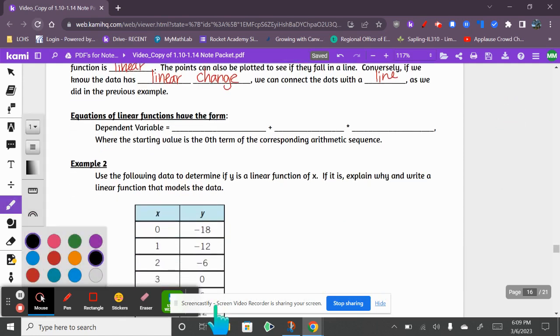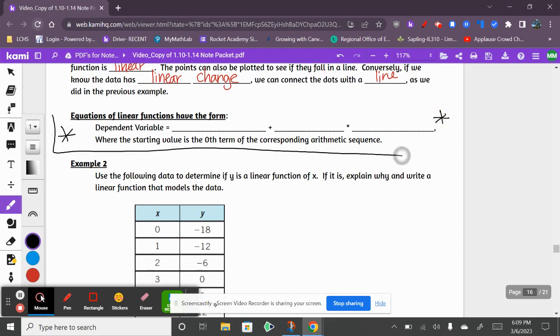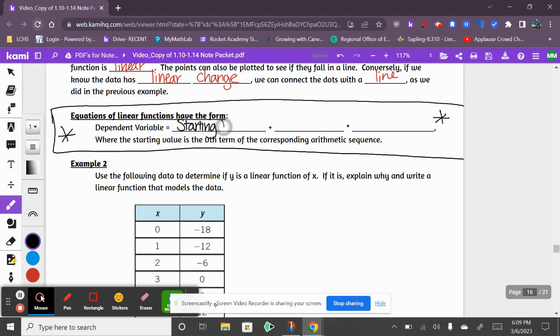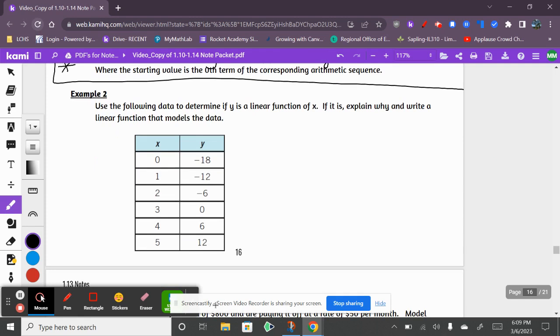So this one is going to be really important. This is the equation that you will use for any linear function. They will all look like this. You will have your dependent value, and that will be equal to your starting value plus the amount of change times the independent variable, where the starting value is the 0th term of the corresponding arithmetic sequence. So we're always going to have our start value be at 0.